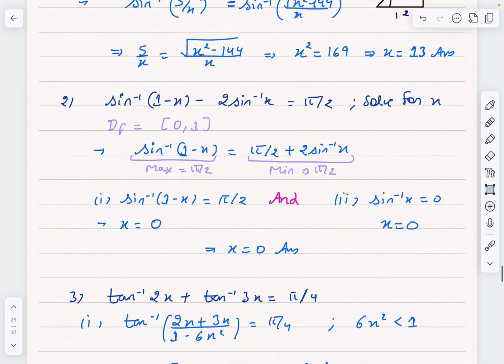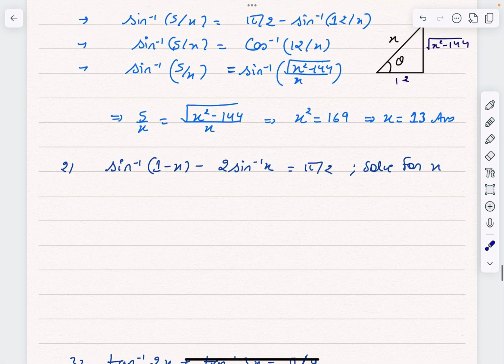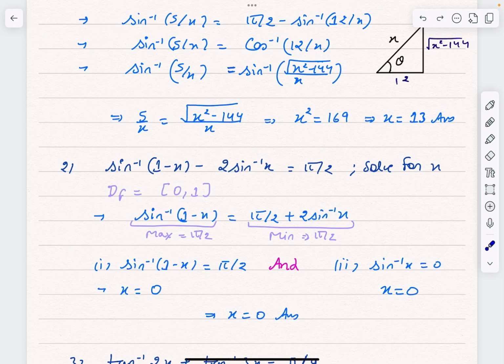I'll give you time. Sine inverse of 1 minus x minus 2 sine inverse x is equal to pi by 2. Solve for x. Give it a try. Pause the video. Let's start the discussion. The answer here is just x equal to 0.